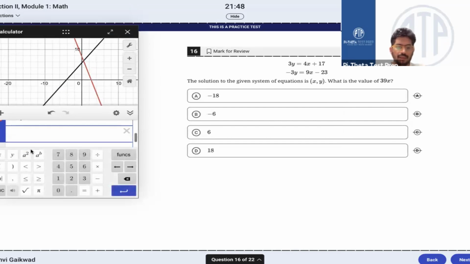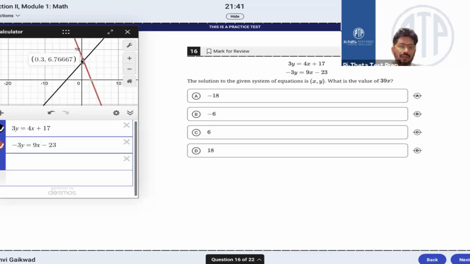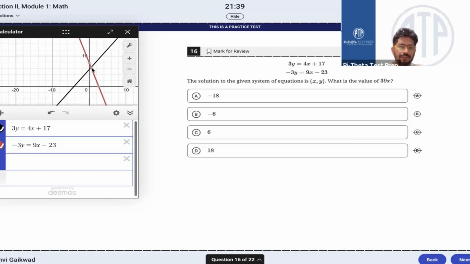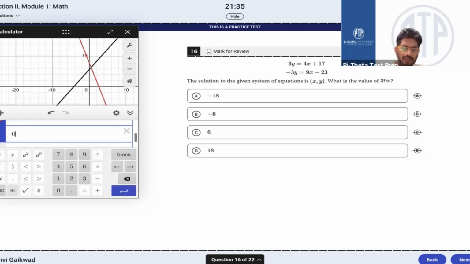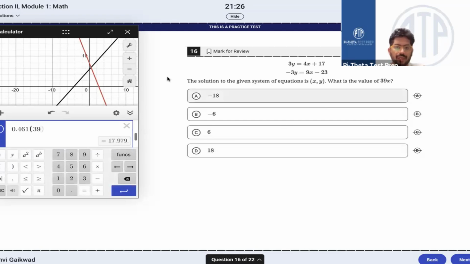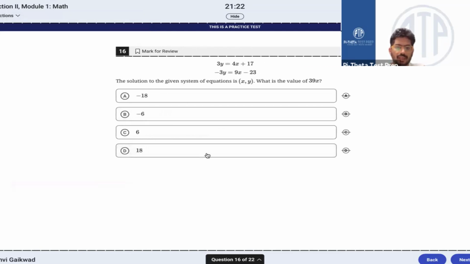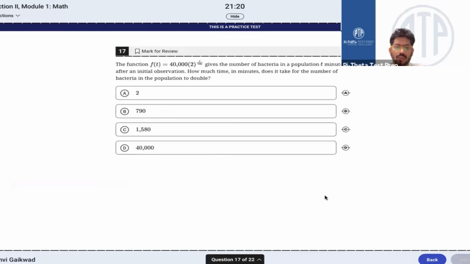So we can just copy this and write it here. We can just take 0.461, and you can just multiply by your 39. Don't miss the last line here. That is 17.979, that is near to 18, right? So that is our answer. As simple as that. And go to the next question here.